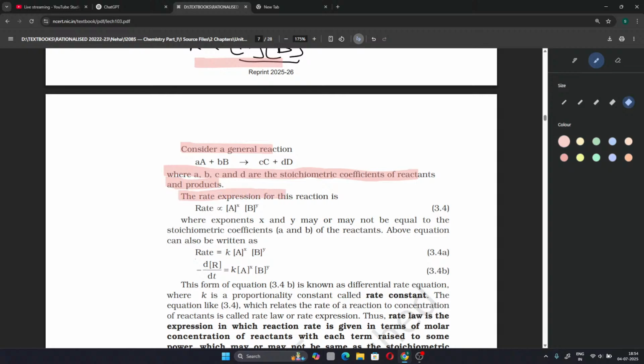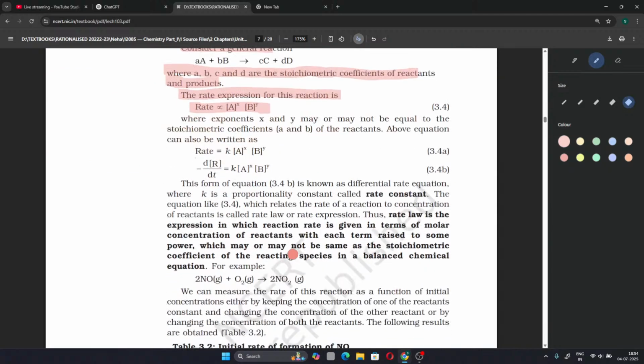The rate expression for this reaction is: rate is directly proportional to [A] power x times [B] power y, what I wrote here. Basically it depends on the concentration of the reactants, where x and y are the exponents and may or may not be equal to the stoichiometric coefficients a and b of the reactants.